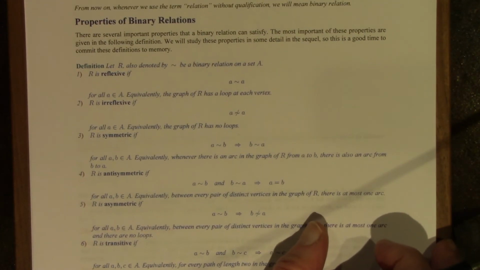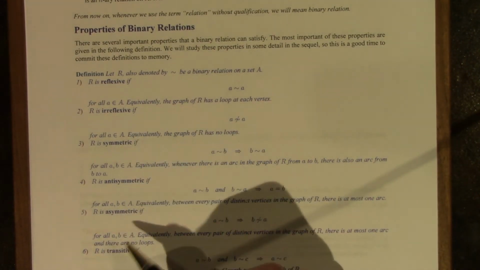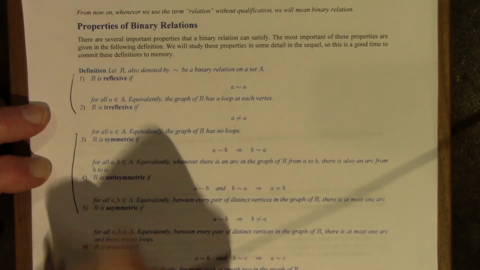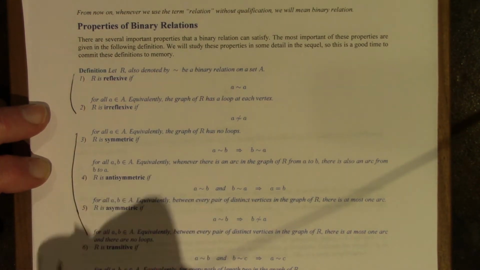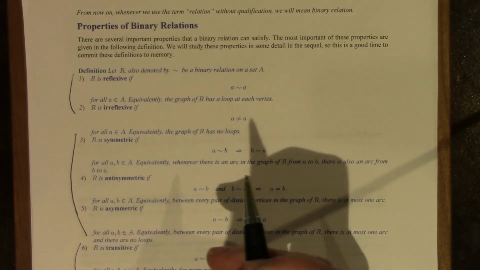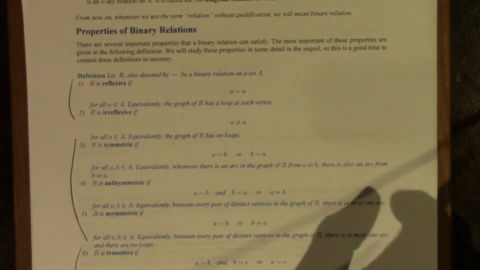There are several important properties that a binary relation can possess, and the most important of these are listed in the following definition. There are 6 of them. To help you remember these, notice that they're grouped into groups. Reflexive and irreflexive are similar in flavor. Symmetric, antisymmetric, and asymmetric are similar in flavor, and transitive. So let's go over these.